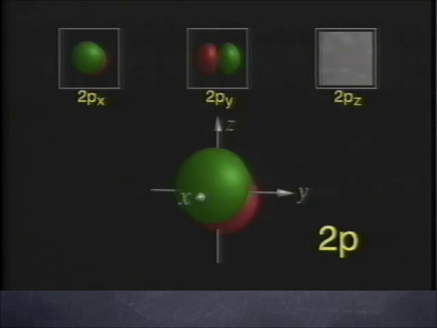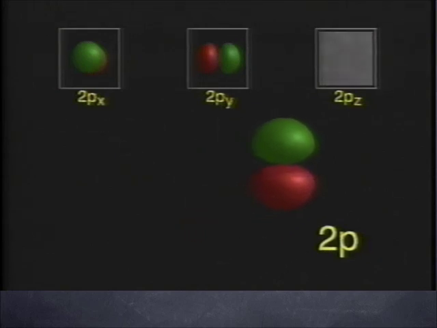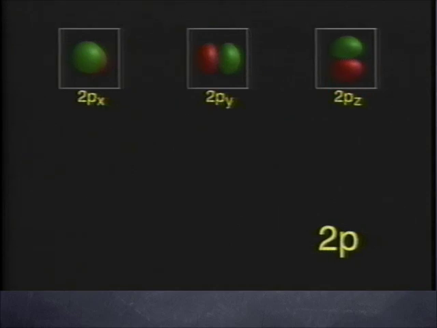The third p orbital, the 2pz orbital, has its lobes directed along the z-axis. The nodal plane is the xy plane. These 2p orbitals form a set of 3 that are equal in energy and can be occupied by up to 6 electrons.